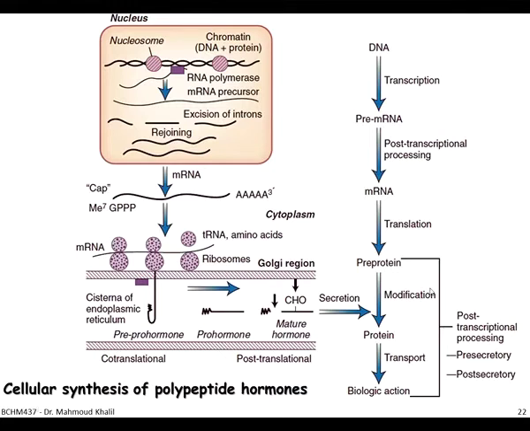So you can understand here that from the DNA, there is a transcription to form a pre-messenger RNA. There is a post-transcription process, which is the conversion of the precursor messenger RNA into functional messenger RNA. Once the messenger RNA is inside the cytoplasm, it will be translated into a pre-protein. With further modification, it will be converted into a functional protein that is transported via the blood to do its biological action. And this is the mechanism of synthesis of polypeptide hormones.